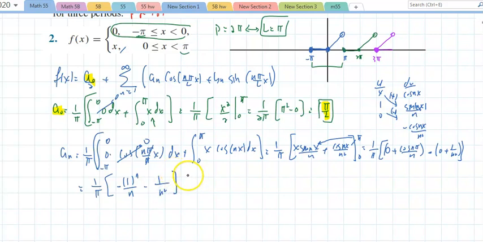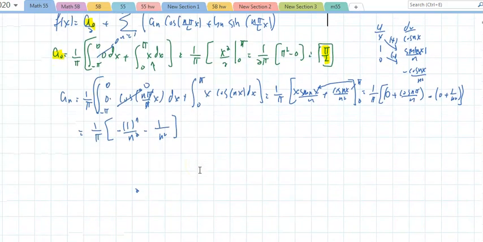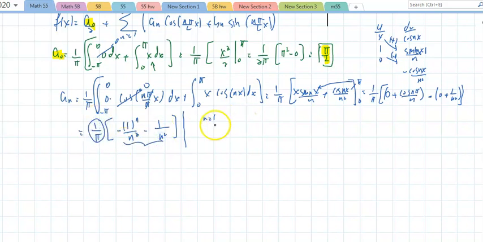So altogether, if I really look at this, that should be a squared, my mistake. So if I really look at this, and let's see how this works. If I let n equal 1, I'm only talking about this, the 1 over pi I'm going to leave out of this. N equal 1, I'm going to get negative 1 over 1 squared minus 1 over 1 squared. I'm going to get negative 2 over 1 squared.